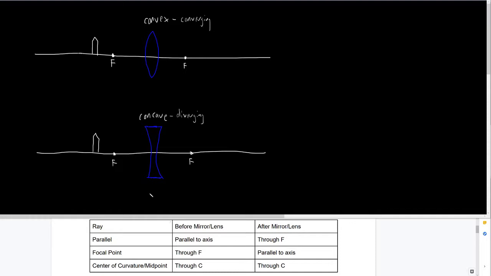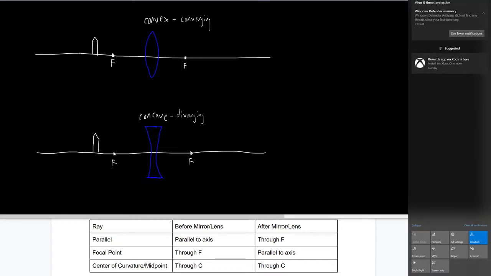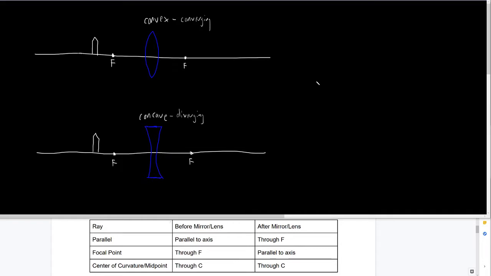Because you can't have these where they are just convex or concave on one side. That's more of a refraction problem, like Snell's law, than it is ray tracing, so we don't really talk about it.